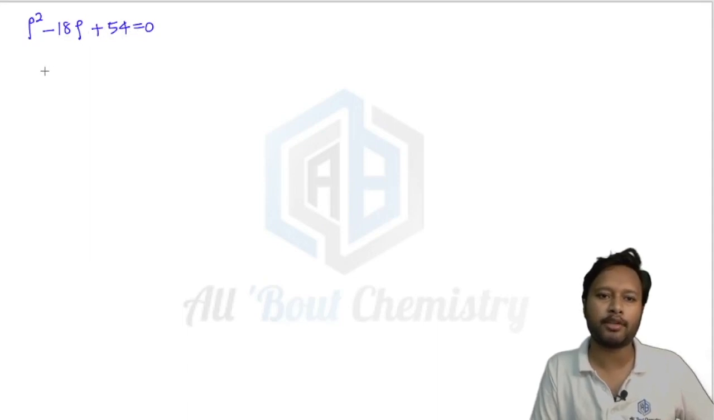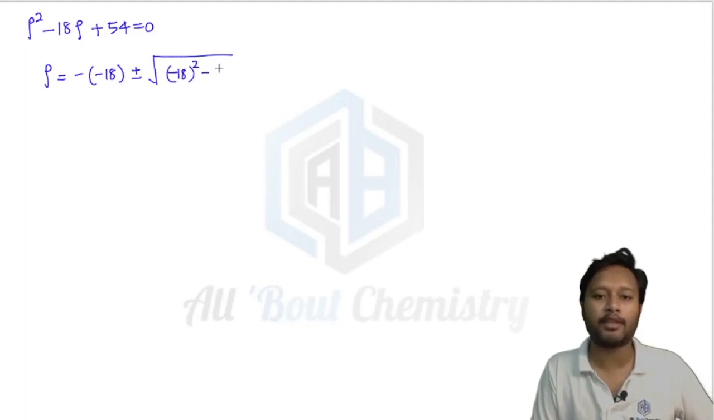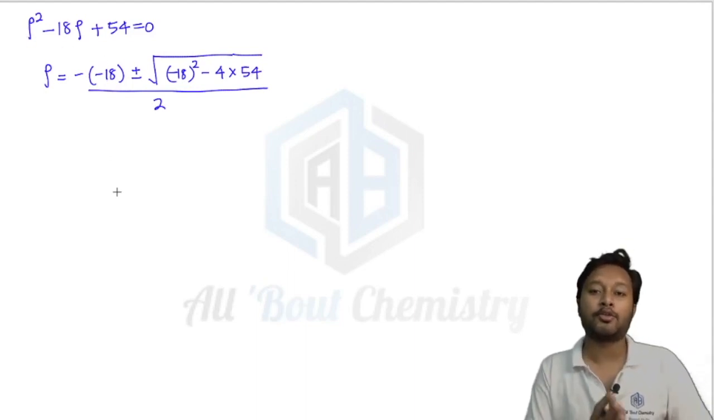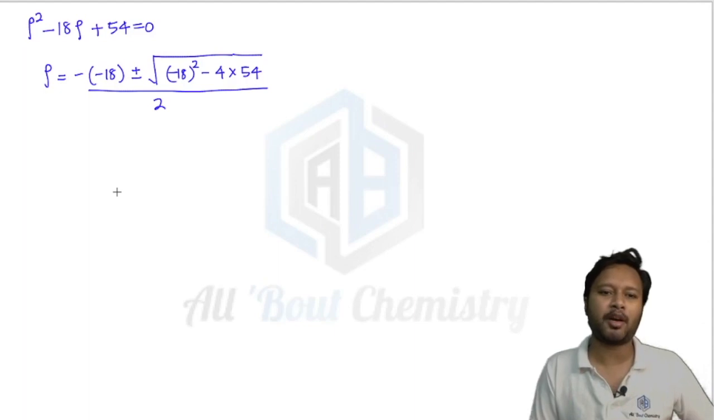What I have to do is, my rho will be equal to minus b, that means minus 18, plus minus under root b square, that means minus 18 square, minus 4ac. So that goes like 4, a is 1 here, c is 54, right. So that's what I'll be having, and I divide the whole thing by 2a, that means by 2, because the value of a over here is 1.